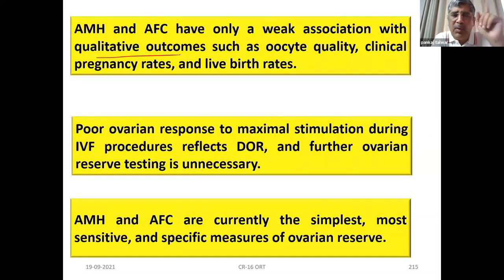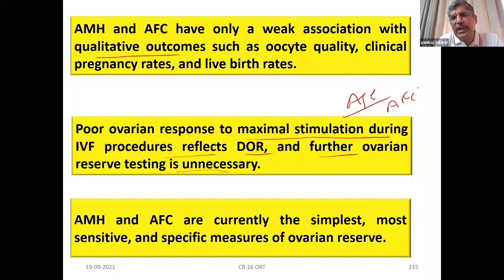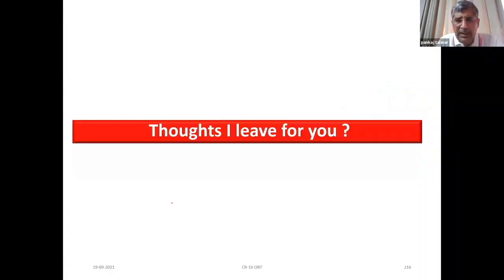So quantity, okay, but qualitative, they want very weak associations, and poor ovarian response to maximal stimulation during IVF procedures reflect DOR, and therefore ovarian reserve testing is unnecessary. So they say that in case we have done an OPU or we're doing an IUI and we know the age and we know the AFC of that person, they are good enough to give some prediction than to start carrying out multiple testing. So the simplest tests which we can do are AMH and AFC, which Dr. Ranjita brought out. I fully agree with her.